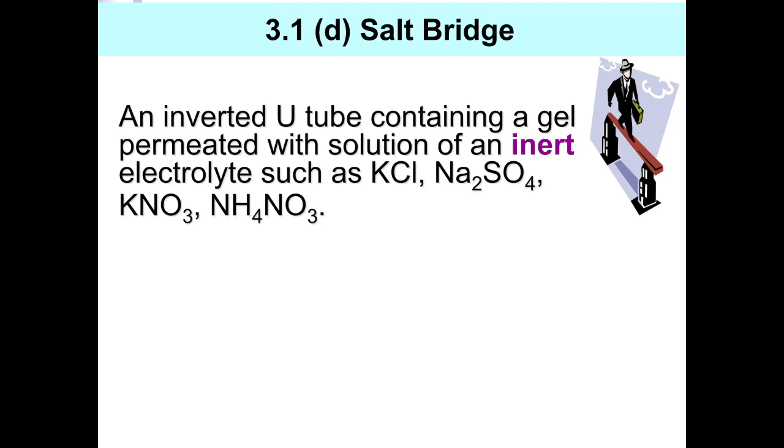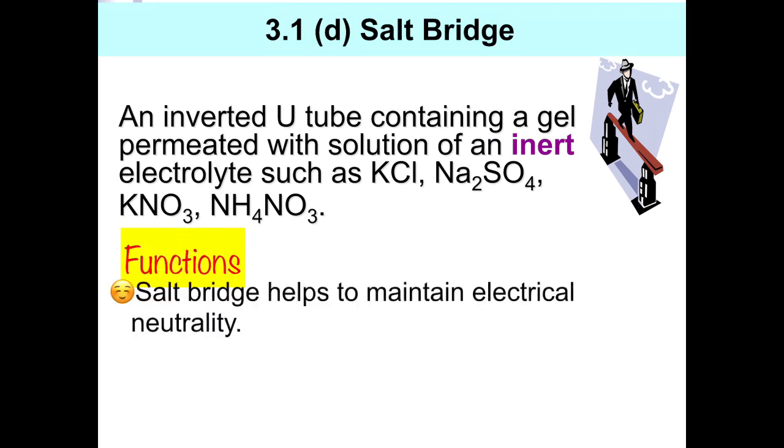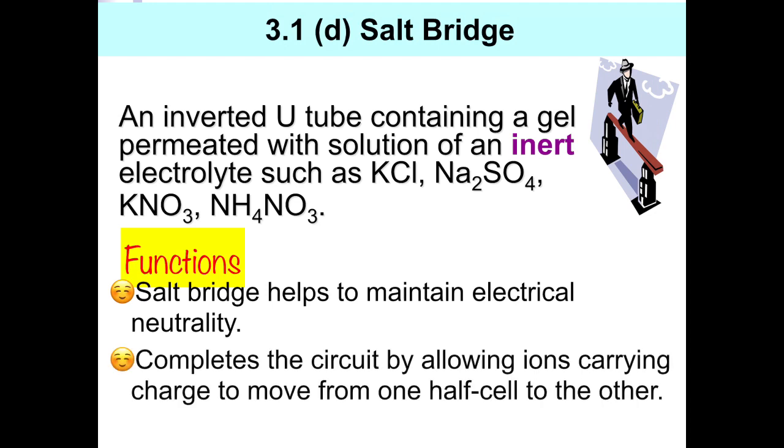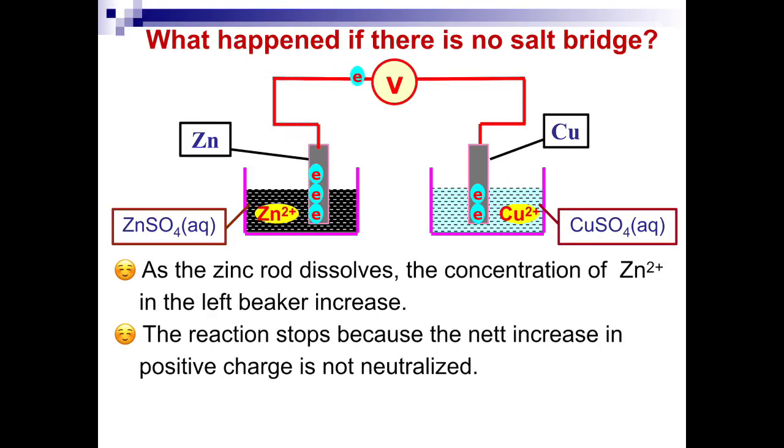Na2SO4, KNO3, or NH4NO3. The functions of the salt bridge are: first, it helps to maintain electrical neutrality. Secondly, it helps to complete the circuit by allowing ions carrying charge to move from one half cell to the other. What happens if there is no salt bridge?